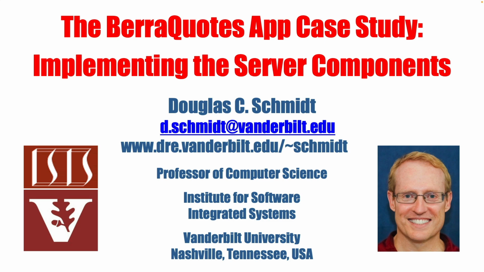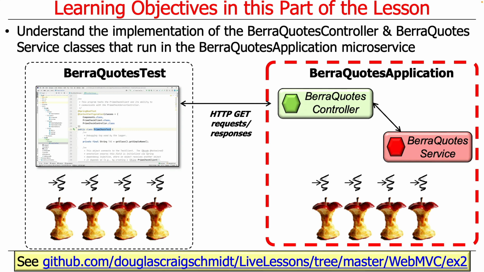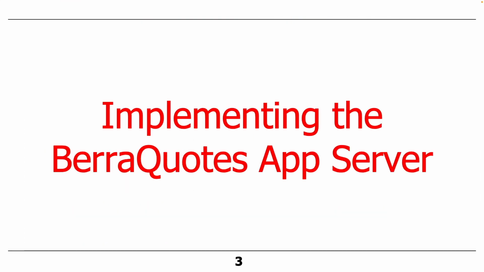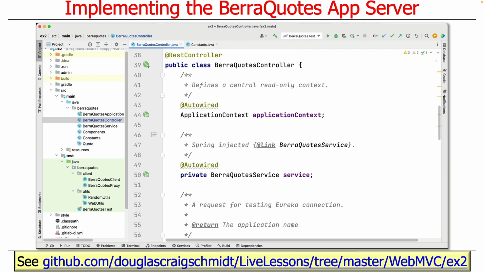We're now going to walk through the implementation of the server components so you can see what this actually looks like in real code by looking at the IntelliJ project that contains the solution. And this is going to focus, of course, on the BerraQuotesController and the BerraQuotesService, but we're also going to look at the surrounding elements in the implementation that are used to make that all work. And you can get this implementation here at the link in my GitHub repository in the Live Lessons Web MVC EX2 folder.